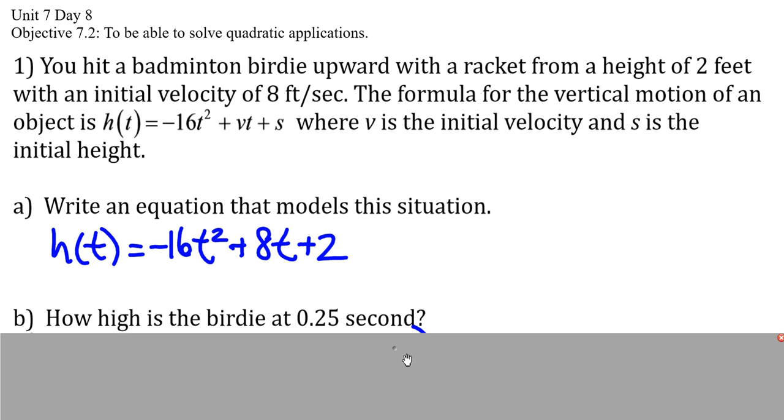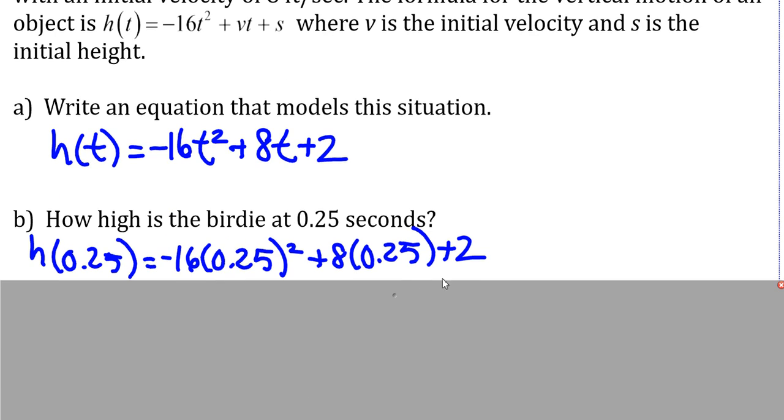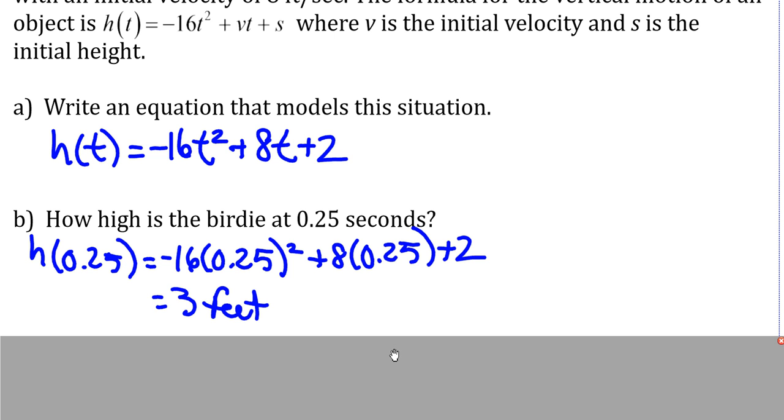Now we have a model. What can we do with it? Let's see what applications can occur. The second question said, how high is the birdie at 0.25 seconds? Well, seconds, that's our time. That's an input. We can input 0.25 into our function and see what we get out. So this is just an evaluation question. Well, by substituting in 0.25 seconds, we see the height of the birdie ends up being 3 feet above the ground.